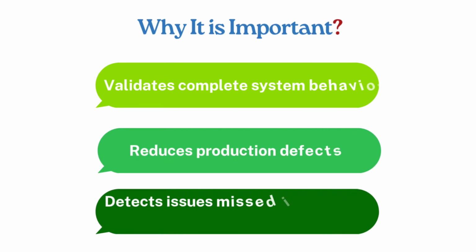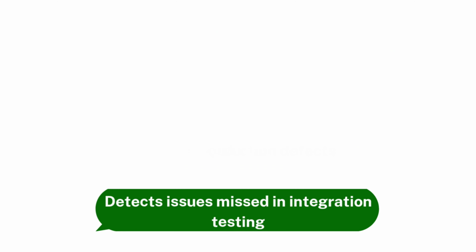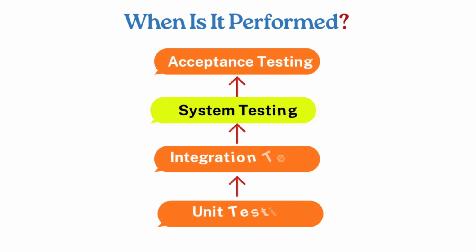System testing ensures that the application works as a complete system. It helps identify defects that may not appear during integration testing and prevents critical production issues. System testing is performed after integration testing is completed. It is done before UAT to ensure the system is stable and ready for end users.